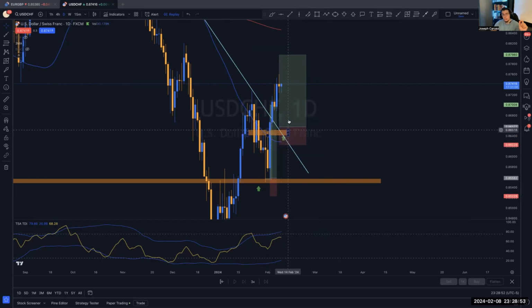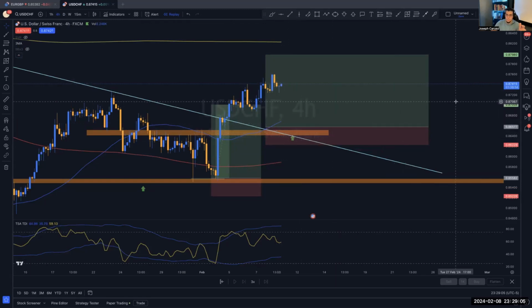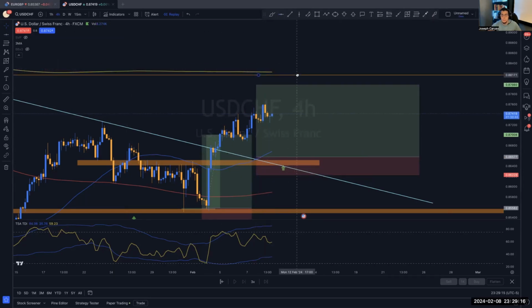But depending where our 4-hour 50 lines up, depending where our daily 50 lines up, is obviously going to slightly change where entry 1 and entry 2 will end up being. It all depends how soon this is going to pull back. And the idea would be to take it from the 4-hour / daily 50 all the way up to we have our 4-hour 800 right here, which we would obviously want to be out.